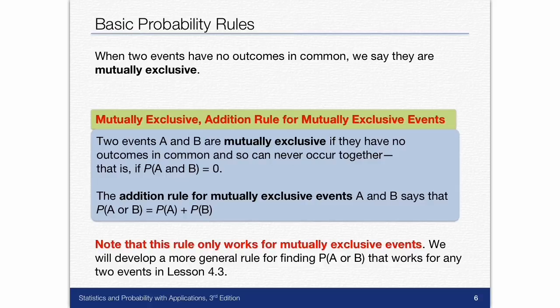Note that the addition rule here, okay? The addition rule for mutually exclusive events A and B says that the probability of A or B happening is the probability of A plus the probability of B. Okay, that plus sign is kind of important. It's just adding the two because they can't happen at the same time. Now, note that this rule only works for mutually exclusive events.